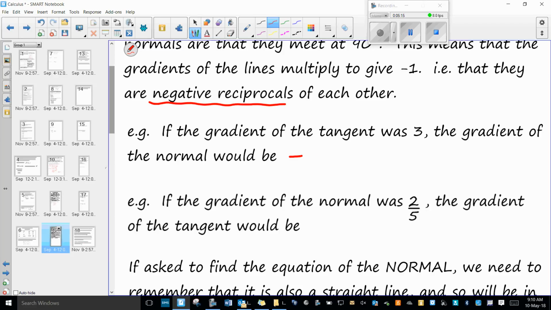Yeah? So it's not tricky. Whilst it sounds crazy and all fancy, it's actually not difficult maths. You're finding the reciprocal and changing the sign of it. If the gradient of the normal was 2/5, the gradient of the tangent would be negative 5 over 2. Yeah? So whichever one you're given, it doesn't matter. You're just going to invert it and change the sign.